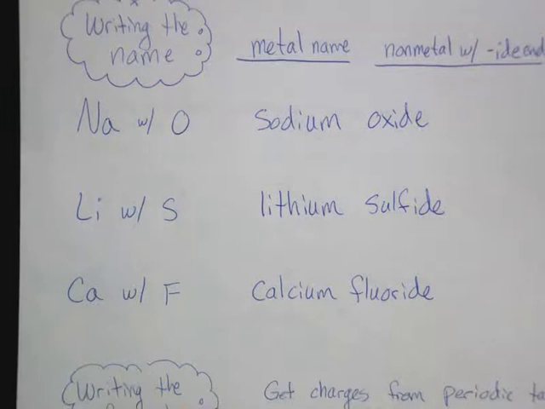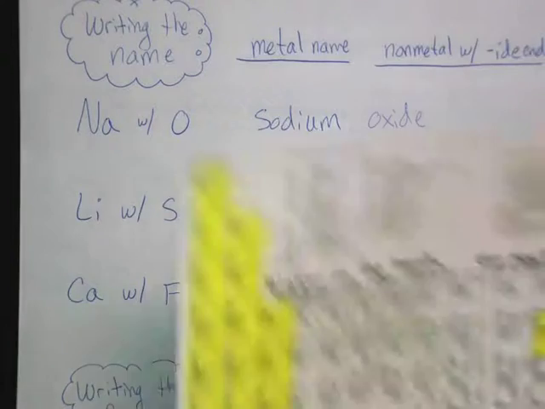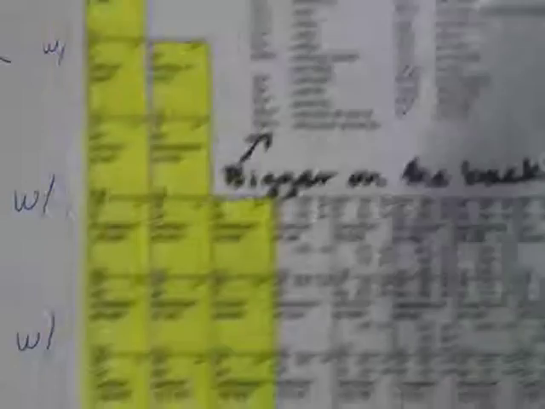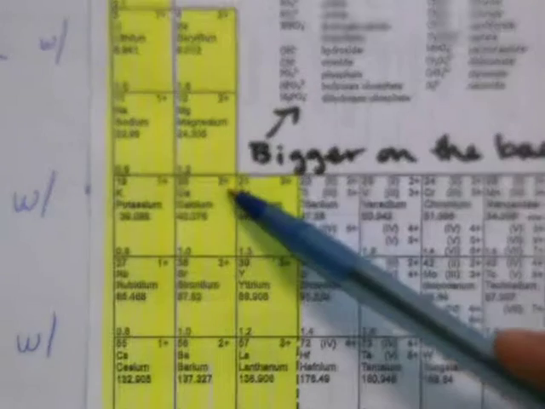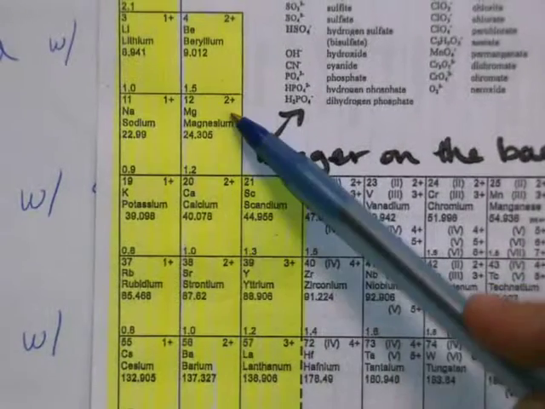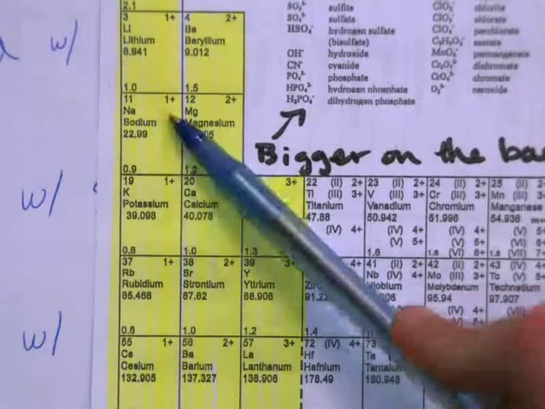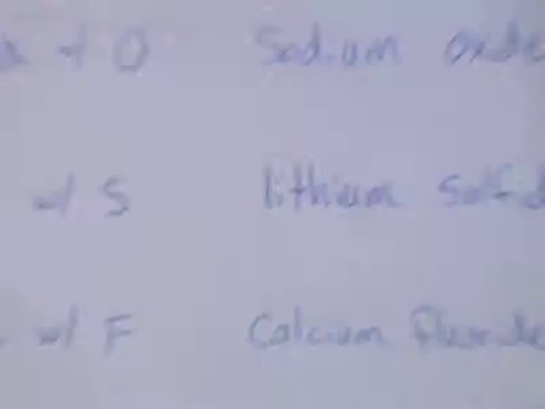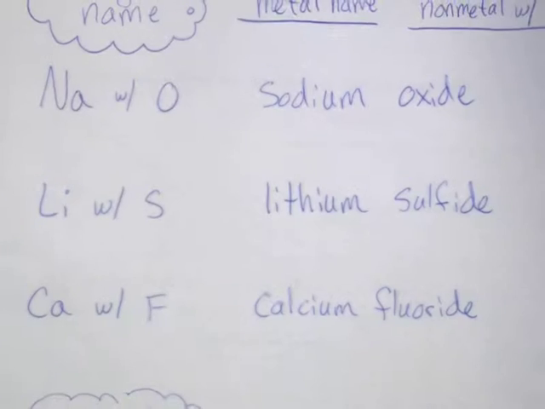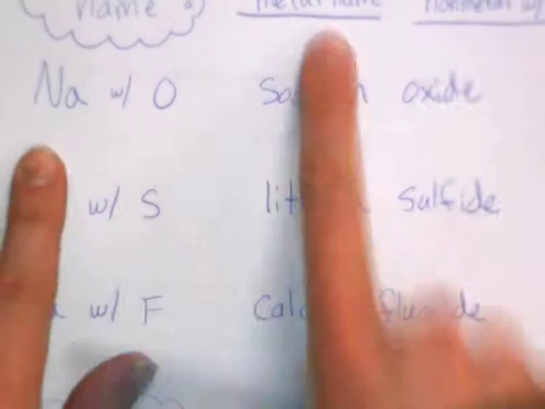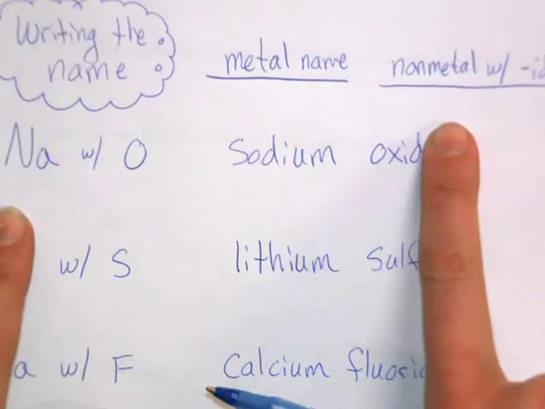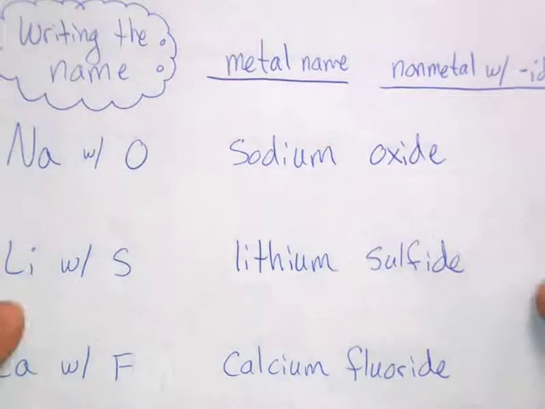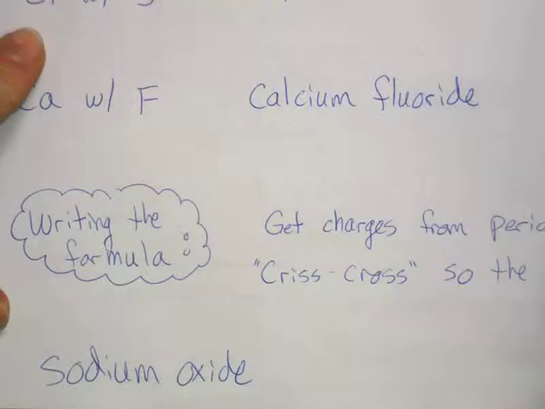If you're given the elements and they have a fixed charge, now what do I mean by fixed charge? If we zoom into this periodic table, it only gives us one charge. There's just the one charge. It doesn't have any other options. That's what I mean by fixed charge. So if we have our elements, then it's just going to be the metal name, our non-metal name with an IDE ending.